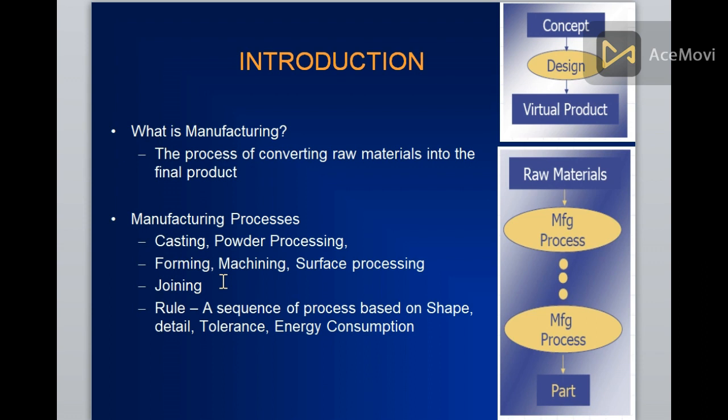Basically, there is a rule on which manufacturing processes depend. There is a concept, we make a design, and then it gives us a virtual product. This comes to a process when a raw material comes, manufacturing processes have to be done upon it. There are a series of processes, then there is a final product or final part.